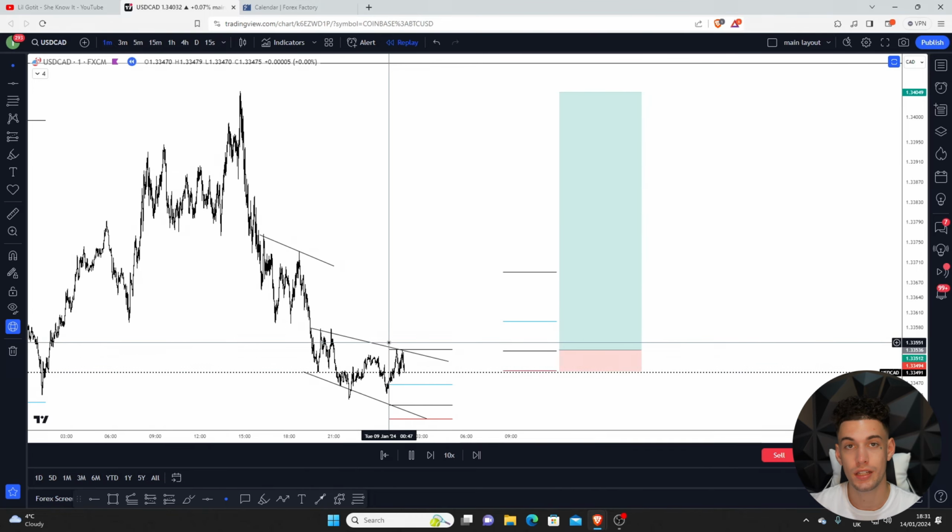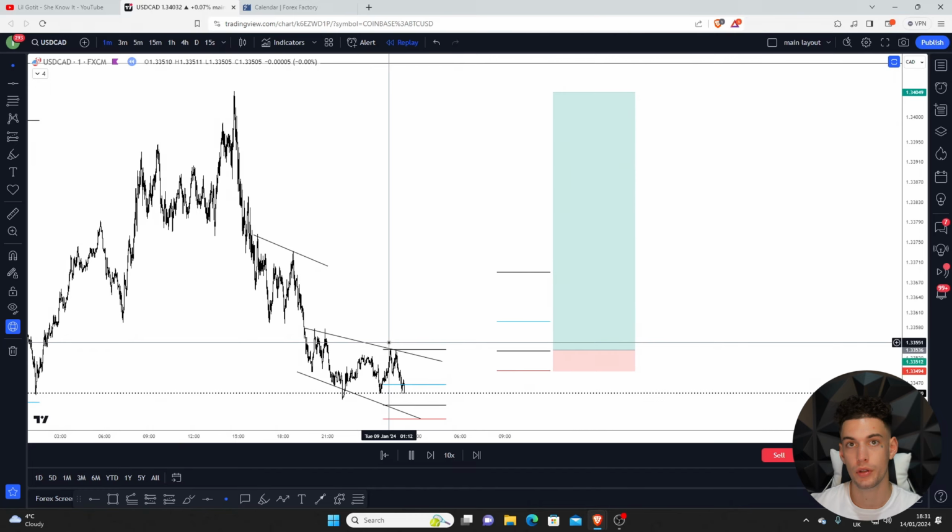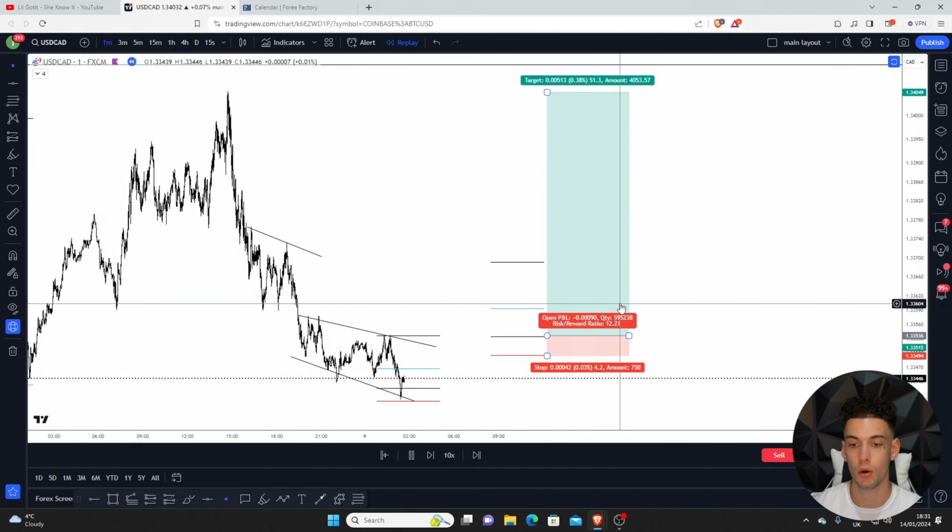For those in my community, we did call this trade live on stream as well. So everyone who was on the call did manage to take this position as well, which went for a nice 1 to 12.